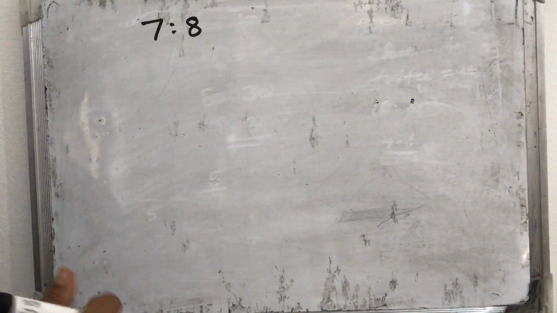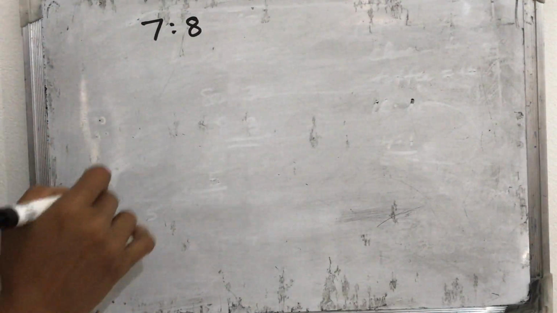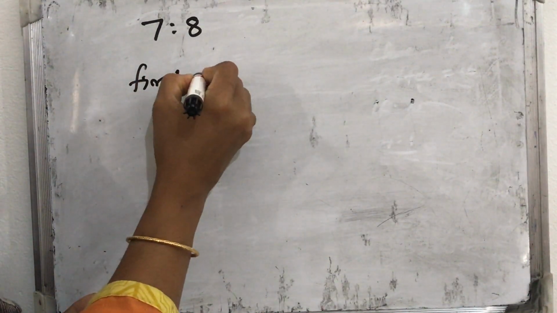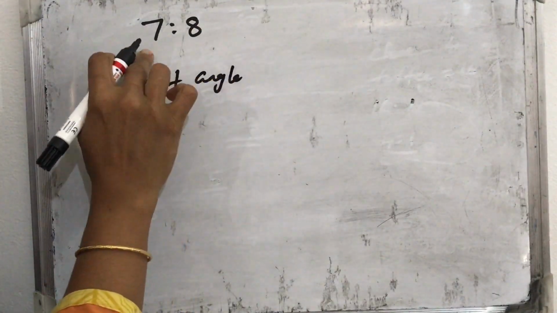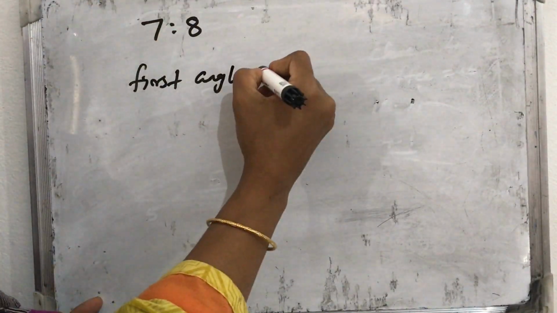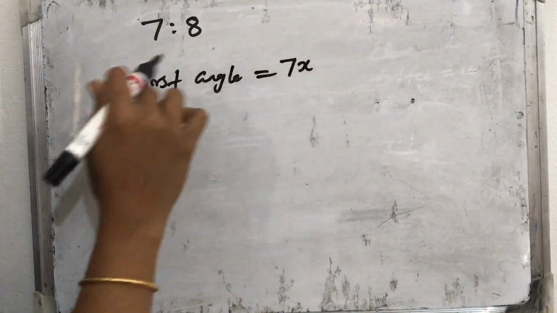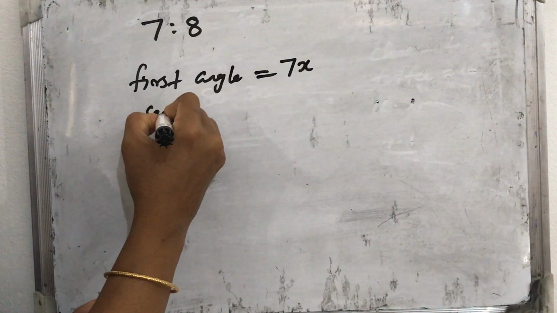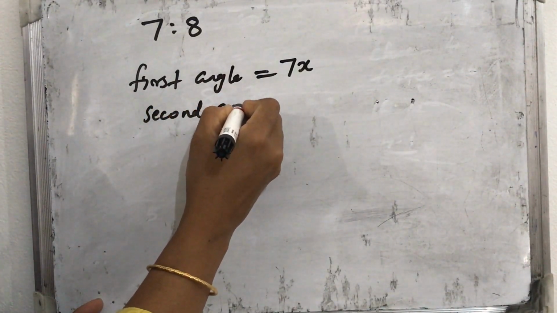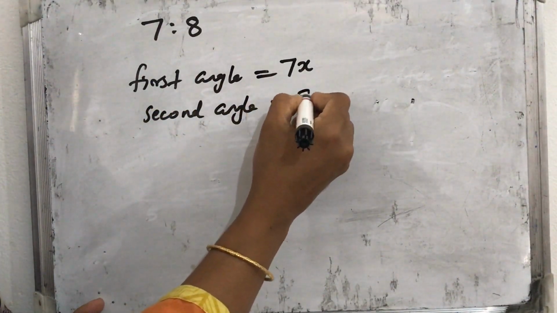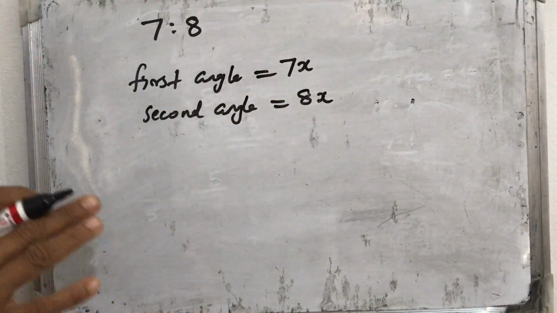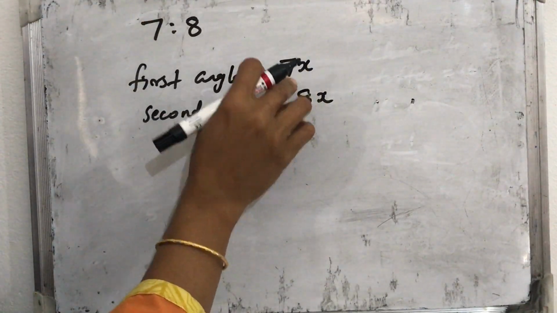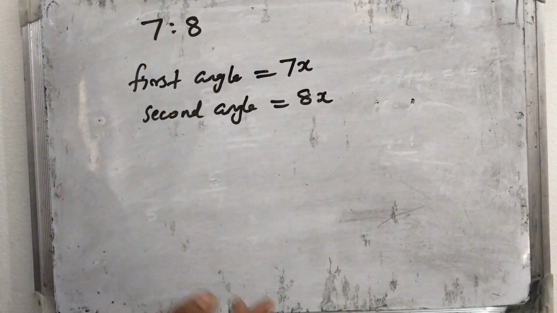So if the ratio is given, then let us take the first angle as 7x, because the ratio is 7:8. Let the first angle be 7x and the second angle be 8x. We don't know which is the correct angle, so here we first assume that the first angle is 7x and the second angle is 8x.